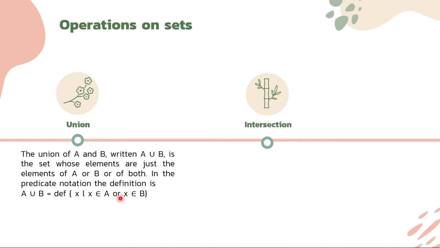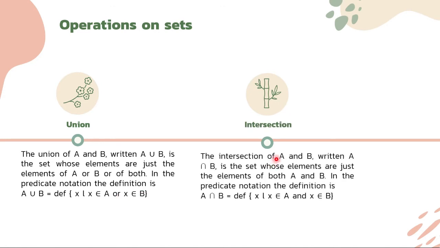And number 2, intersection. The intersection of A and B, written A intersection B, is the set whose elements are just the elements of both A and B. In predicate notation, the definition is A intersection B equal to the set of all x such that x is an element of A and x is an element of B.